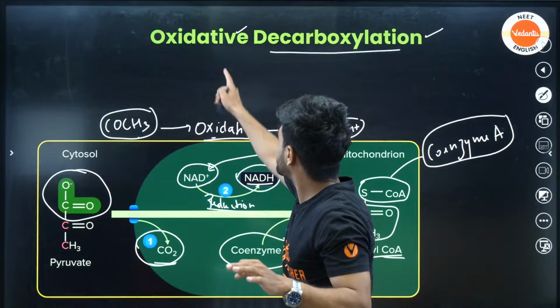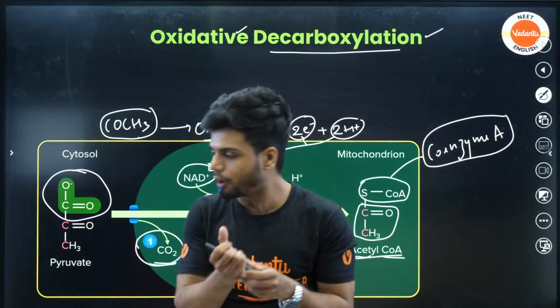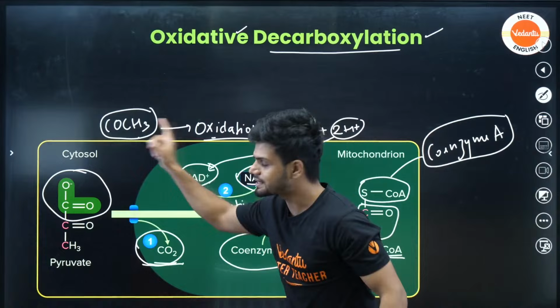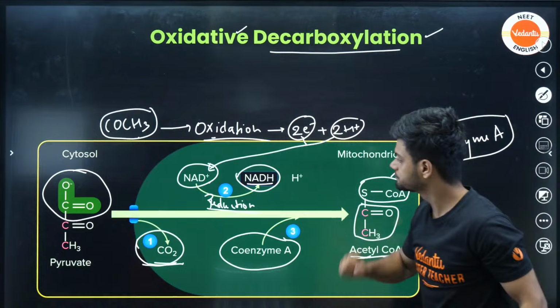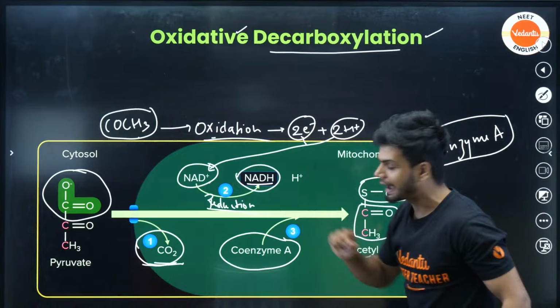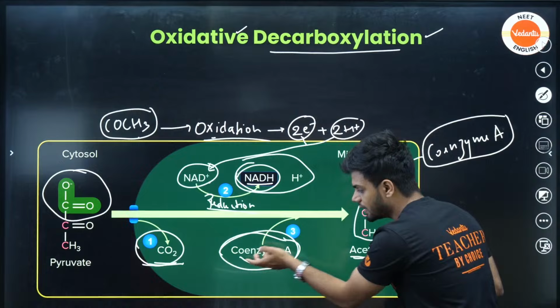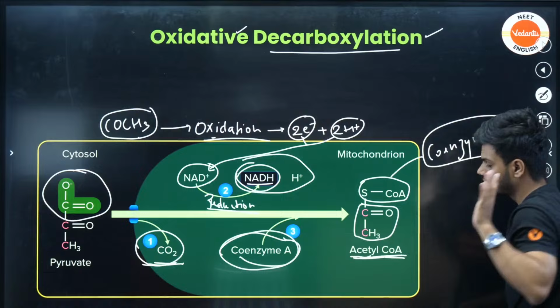This is called as what? Oxidative decarboxylation. Why oxidative decarboxylation? Because the pyruvate is first losing a CO2, that is decarboxylation. Then this acetyl is undergoing oxidation, that is why oxidative. And when this is undergoing oxidation, the two electrons and protons are taken up by your NAD+. NAD+ undergoes reduction to produce your NADH, that is energy is released. And then we have coenzyme A. This coenzyme A is reacting with your acetyl group, which forms the acetyl coenzyme A. Clear?